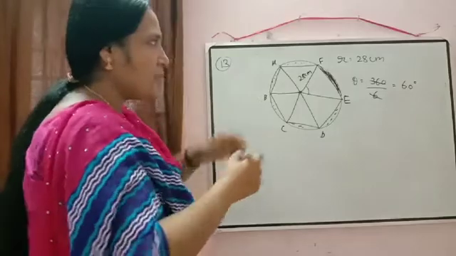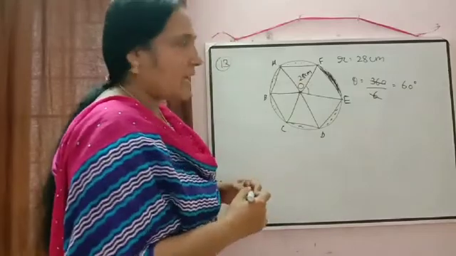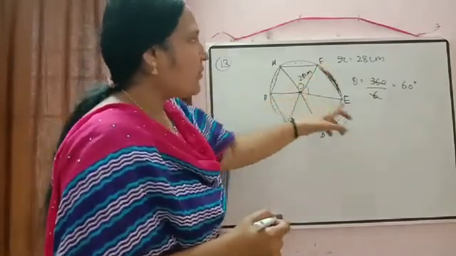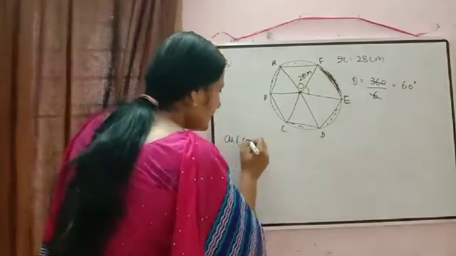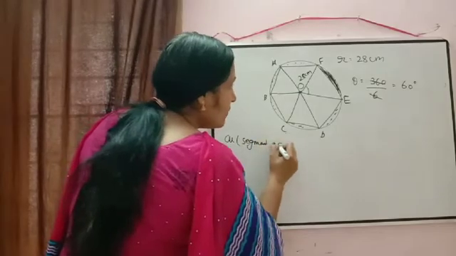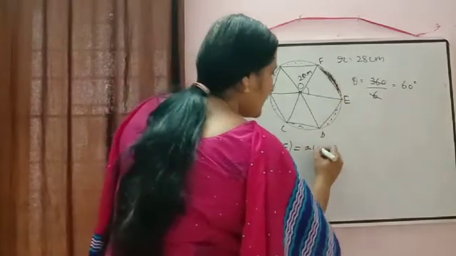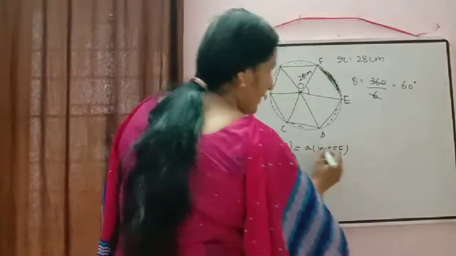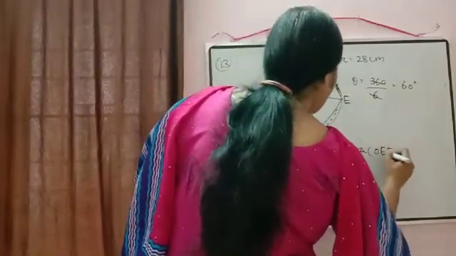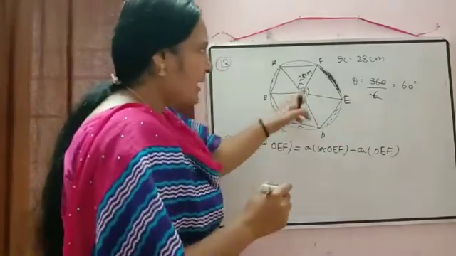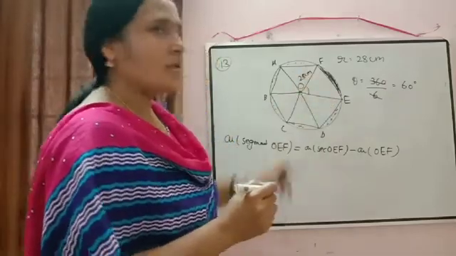Now first what we are doing? We are calculating the area of segment. Suppose here we can write O. We are calculating first the area of segment OEF. Okay. So write down there, area of segment OEF is equal to area of sector OEF, area of whole sector, minus area of triangle OEF. Clear? Area of sector OEF minus area of triangle OEF.